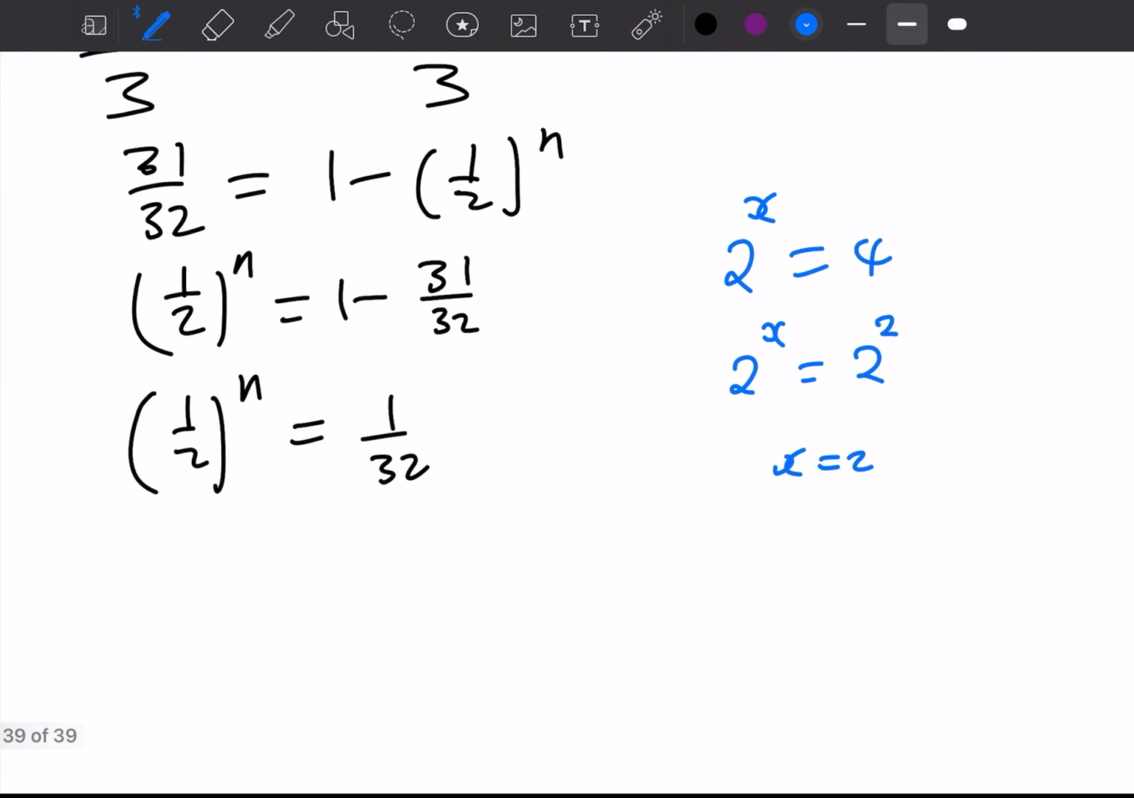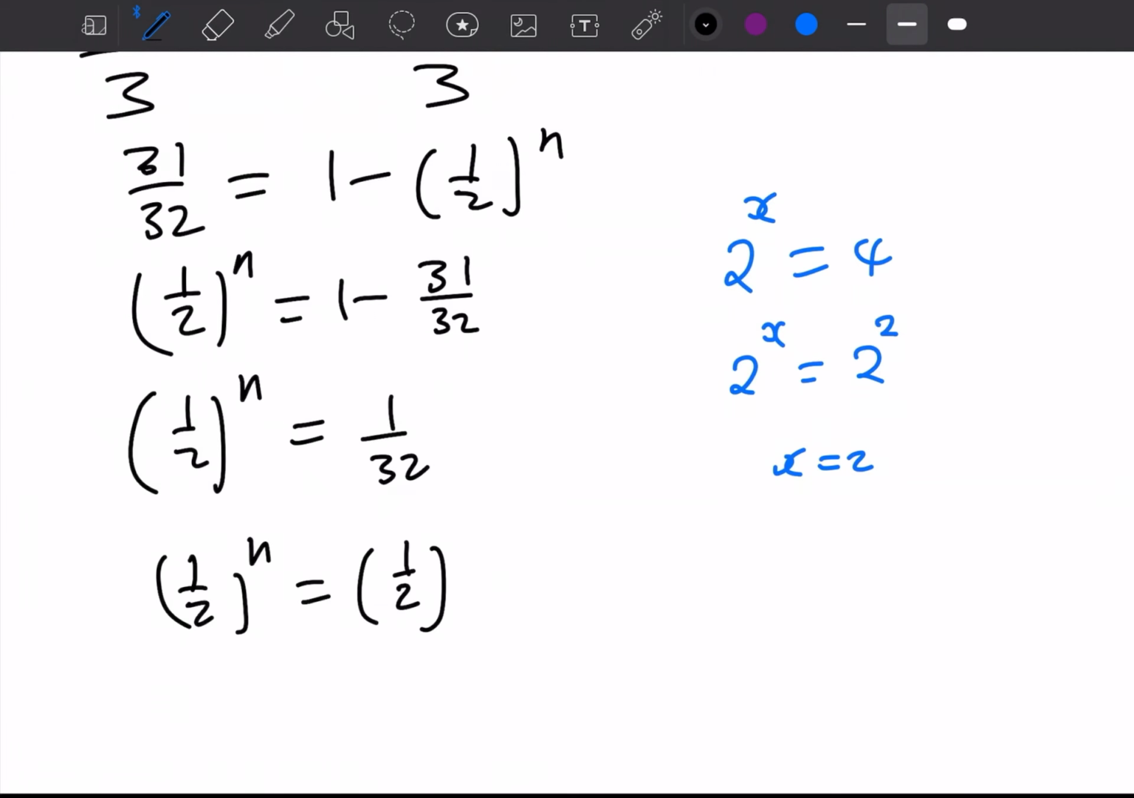You're going to say, okay, cool. How can I write 1 over 32 in terms of half? To check this out, you take your calculator, type half, open bracket, type half and close brackets, and say power 1. If you say power 1, do you get 1 over 32? No, you're getting half. If you say power 2, do you get 1 over 32?